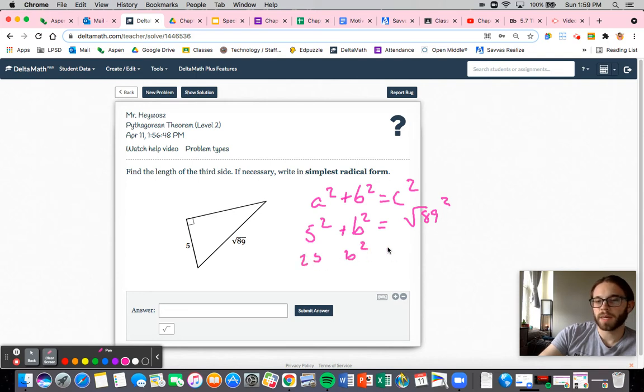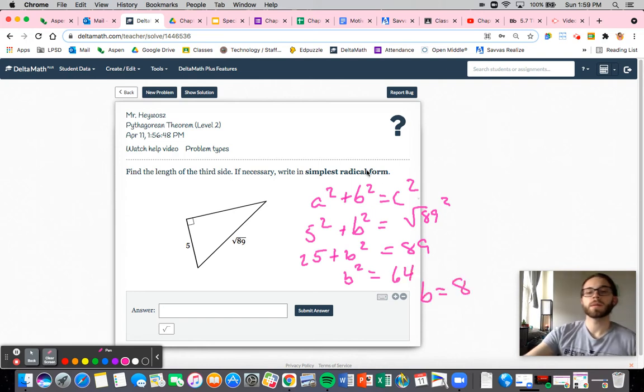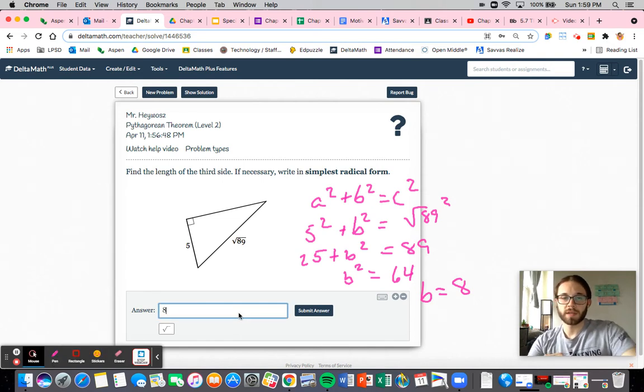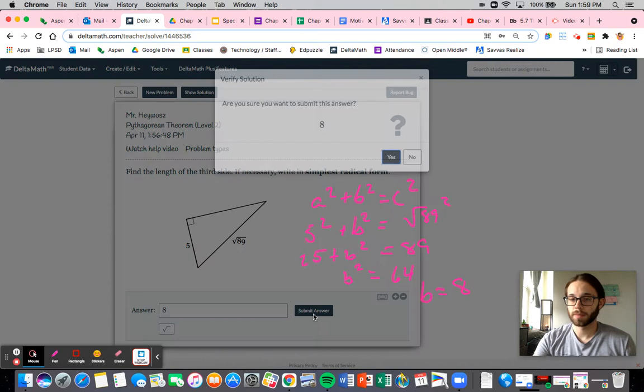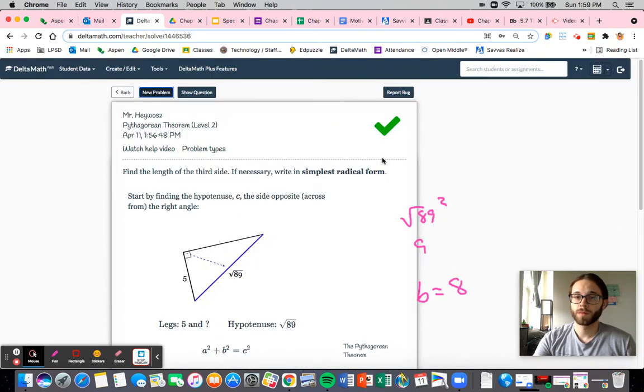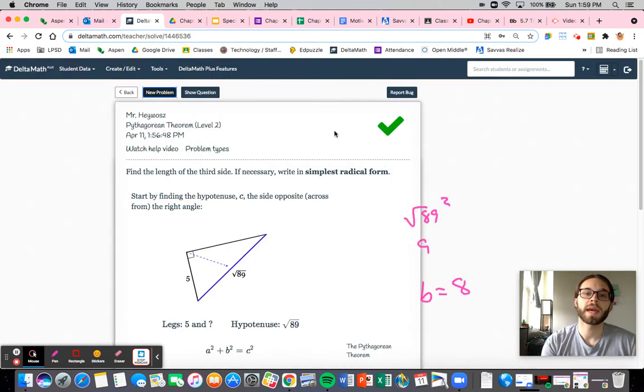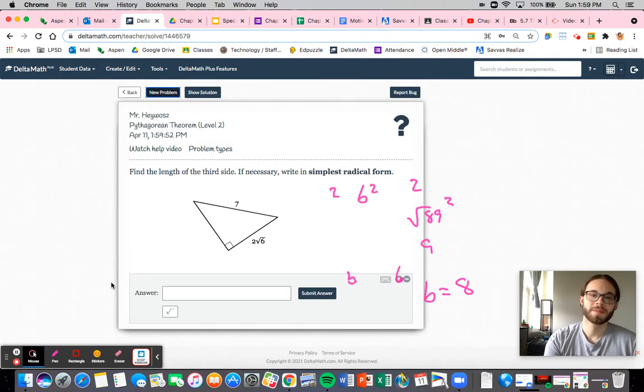Okay, so 25 plus b squared equals root 89 squared, which is just 89. So b squared equals, when I subtract the 25 from that, 64. How lovely. So that would make b equal to 8. Remember, we're using the positive here because it doesn't make sense for us to talk about a negative answer. Let's hope I did the math right. Okay, I did. There's always a chance I forgot how to add.